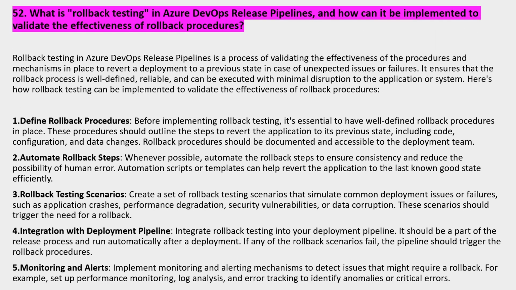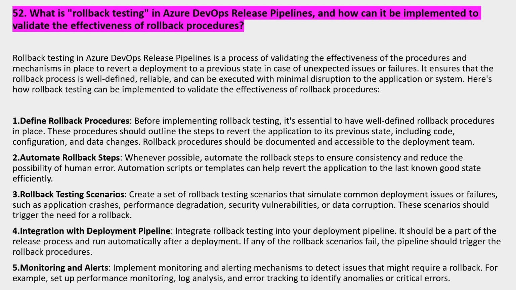What is rollback testing in Azure DevOps release pipelines, and how can it be implemented to validate the effectiveness of rollback procedures? Rollback testing in Azure DevOps release pipelines is a process of validating the effectiveness of the procedures and mechanisms in place to revert a deployment to a previous state in case of unexpected issues or failures. It ensures that the rollback process is well-defined, reliable, and can be executed with minimal disruption to the application or system. Here's how rollback testing can be implemented to validate the effectiveness of rollback procedures.